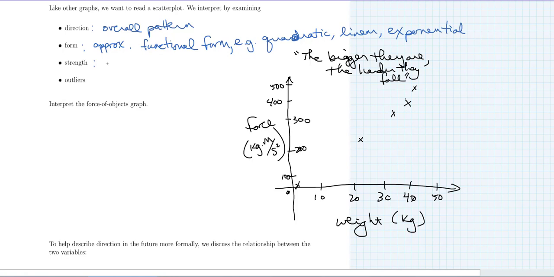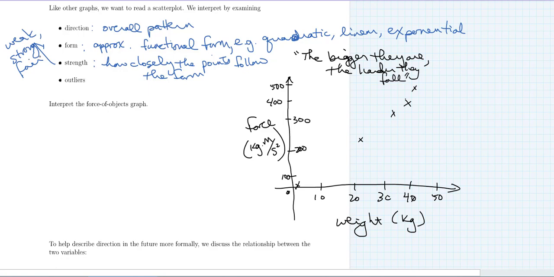points follow that form. How closely the points follow the form. And in general you can say weak, you can say strong, and you can say fair. In one of our other videos we'll talk about how to measure strength for linear forms.